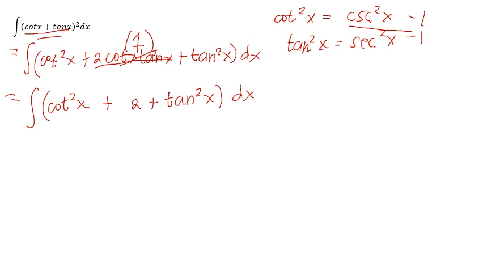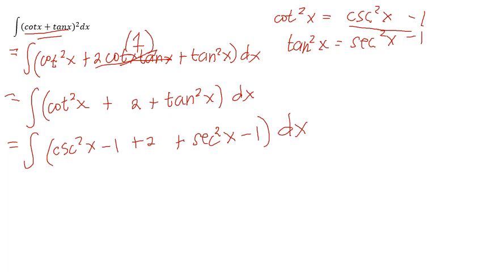So we could substitute these values for cot squared x and tan squared x in our equation. We have the integration of csc squared x, or cosecant squared x, minus 1, plus 2, plus secant squared x minus 1, quantity dx. Negative 1 plus negative 1 is negative 2, plus 2, we simply have nothing. So we are left with the integration of csc squared x plus secant squared x dx.